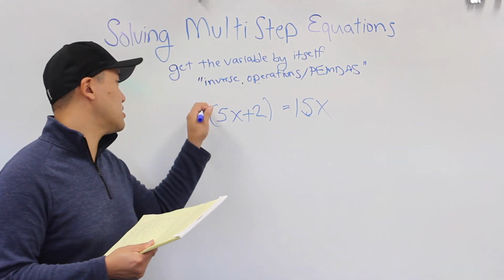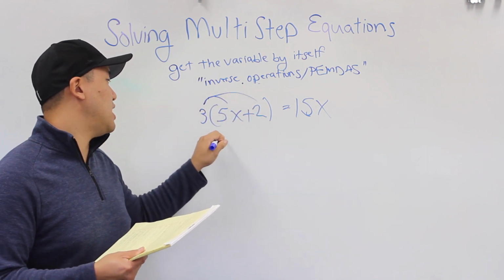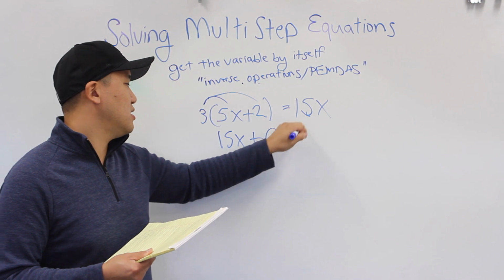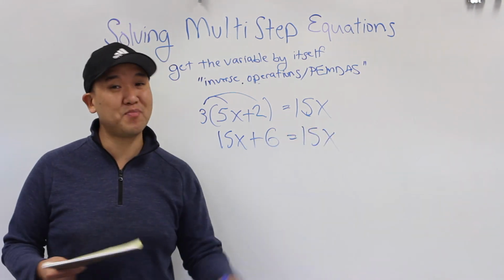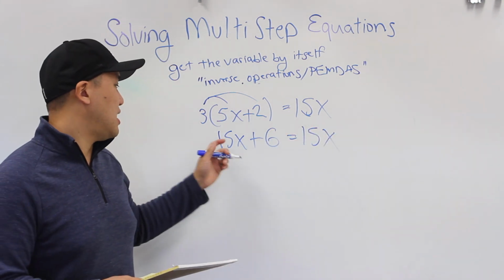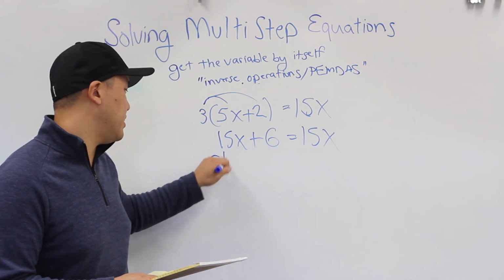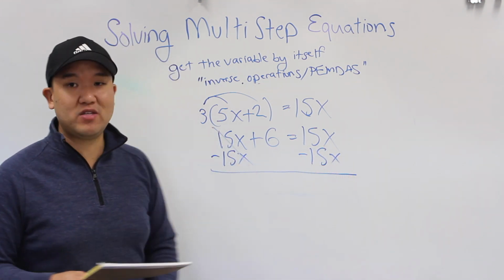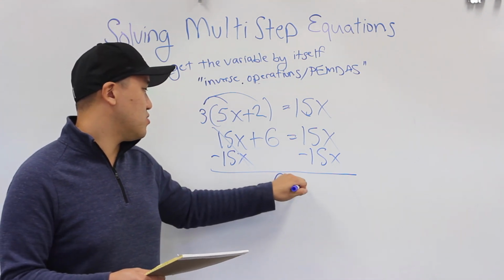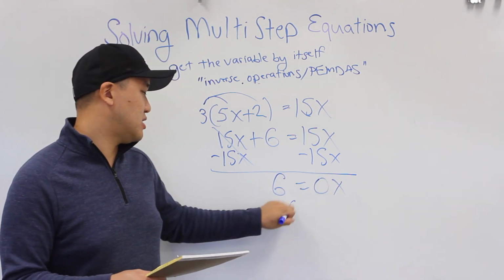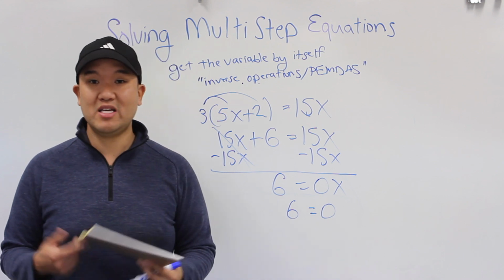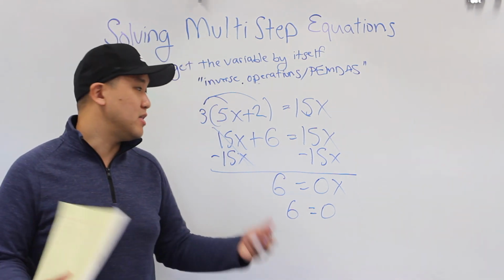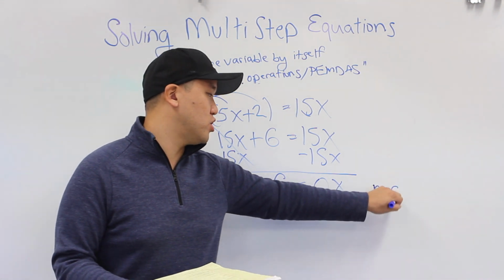Alright, let's take a look. So you've got to distribute. So you have 15x plus 3 times 2, which is 6, equals 15x. Something happens here. Let's take a look. I want to move the variables to the other side. But what happens when I subtract 15x from the other side? You get 0x. So you get 6 equals 0. Is that true? Can that ever happen, where 6 equals 0? Never. So this is no solution.